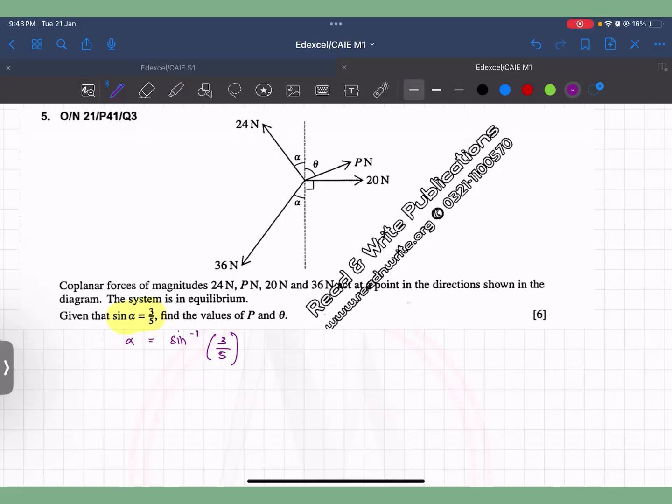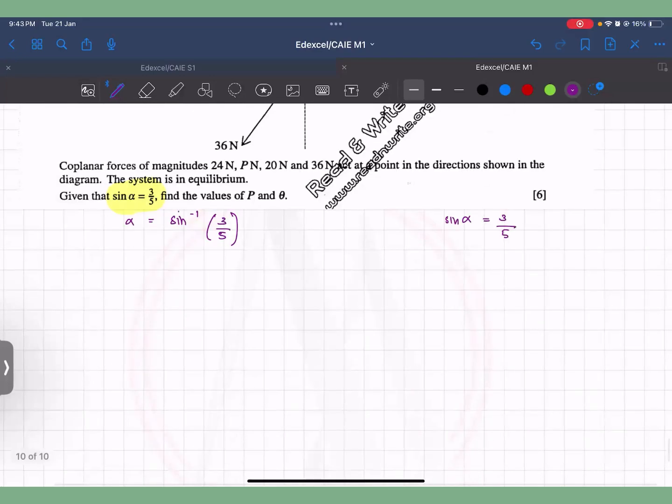One more way is that they have given you sine alpha, and using this sine alpha value, we can find the cos alpha value as well. Because sine, cos, and tan, we know that they all relate to a right angle triangle. So if this is alpha, the value of opposite and hypotenuse is given to us. Opposite is 3 and hypotenuse is 5. And when you use the Pythagoras theorem, you will get the adjacent as well, which would be equal to 4.